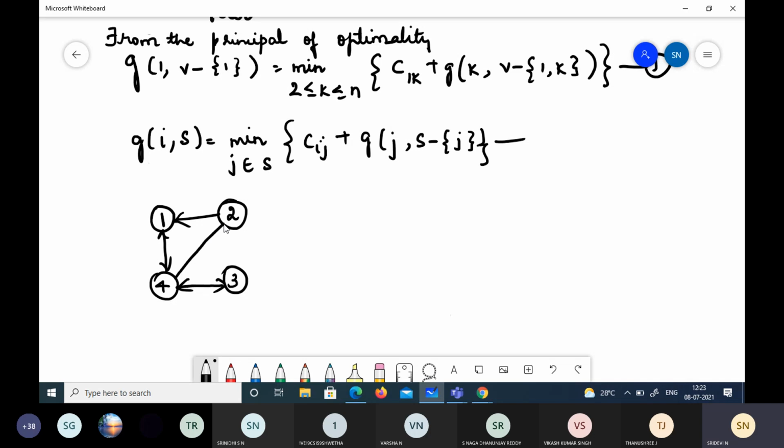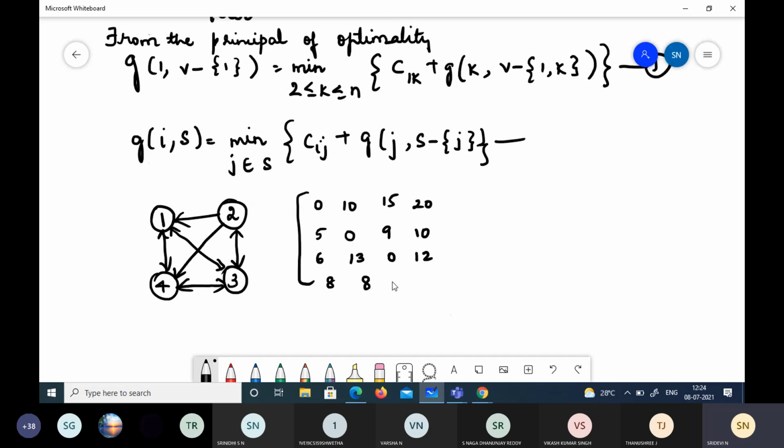So what is a tour? It should visit all the vertices starting from 1 and end at 1, and the cost of all the edges should be minimum. So this is a directed graph and the associated matrix is this: 5, 0, 9, 10, 6, 13, 0, 12, and we have 8, 8, 9, 0. So this is the edge length matrix.